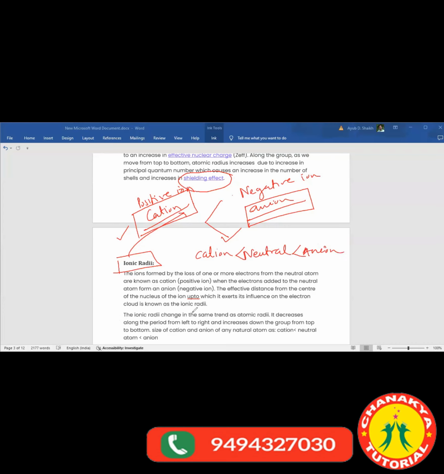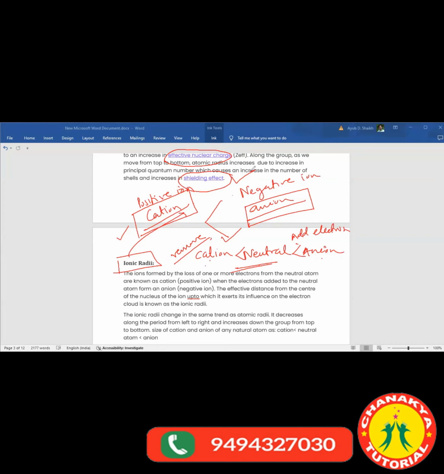Got it? Why is this? In a cation we remove an electron. When we remove an electron, the effective nuclear charge increases and it contracts towards the nucleus. In a neutral atom it remains as it is, so it won't be affected. But in an anion, when you add an electron, the shielding effect increases, and hence the atomic radius increases. Clear?